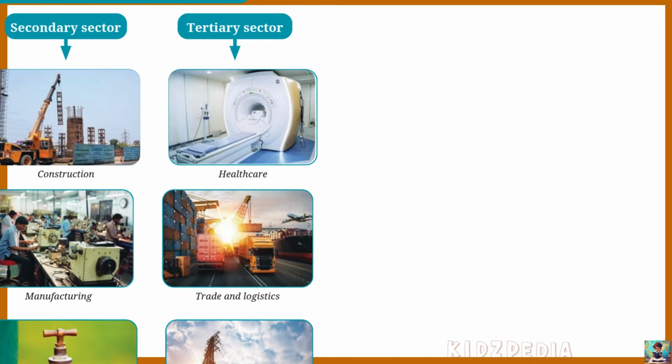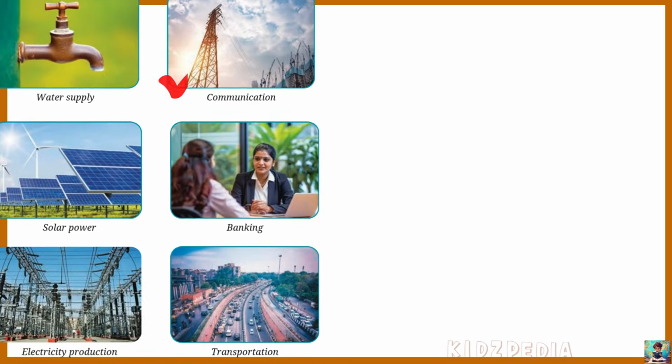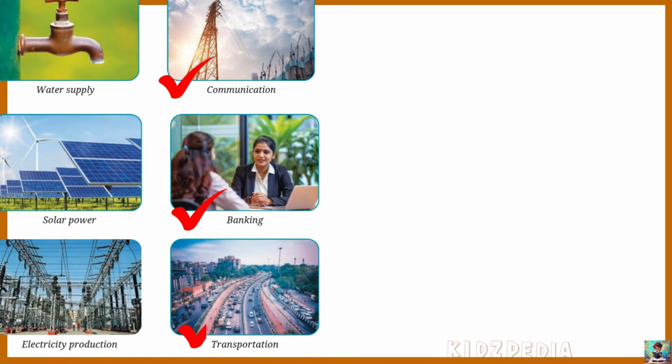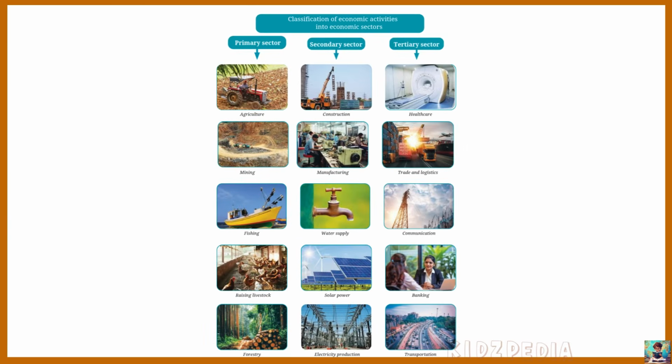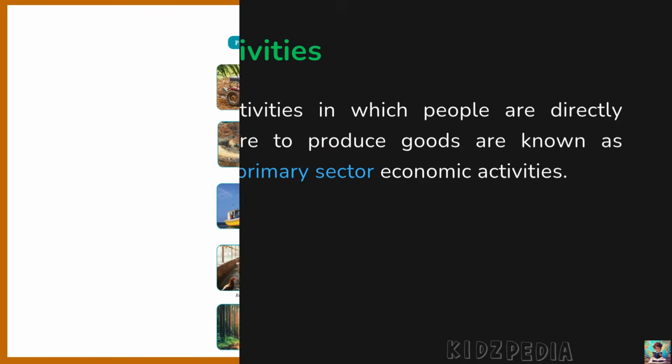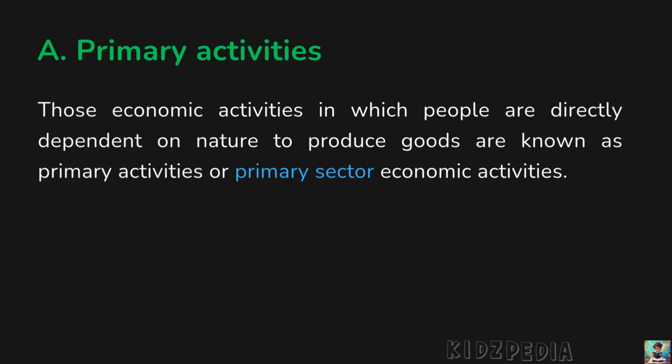Tertiary sector. These are service activities that help people or businesses. Examples: healthcare, trade and logistics, that is buying, selling or delivering goods; communication, banking and transportation. Now we will learn what each sector includes and why it is important and examples of activities in each sector in detail. A. Primary activities.